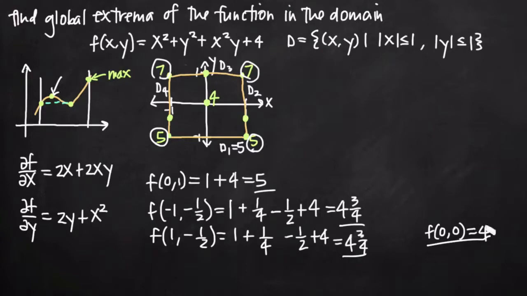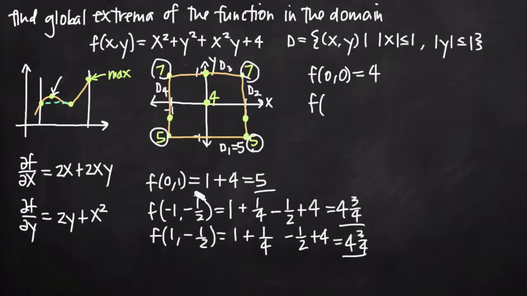So here's what we have. Our smallest value is 4, right? We have values of 4, 4 3/4, 5, 5, 5 here, and 7. So we say that f of 0, 0 is equal to 4, and then we can go ahead and erase this here. So that's our smallest value. Then we have 2 critical points that have a value of 4 3/4. So we'll say here f of, notice that these 2 points are negative 1, negative 1/2 and 1, negative 1/2.